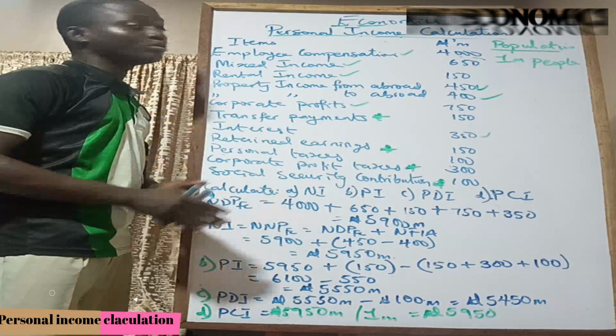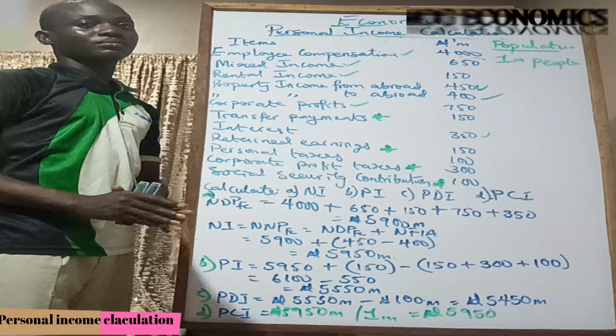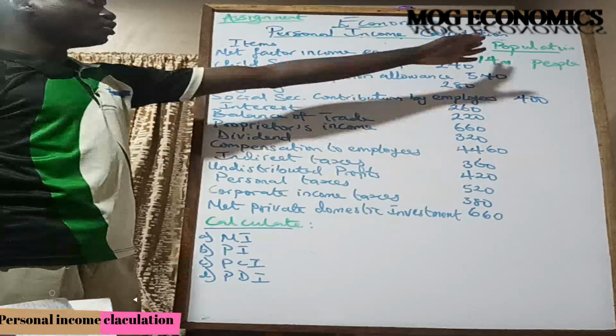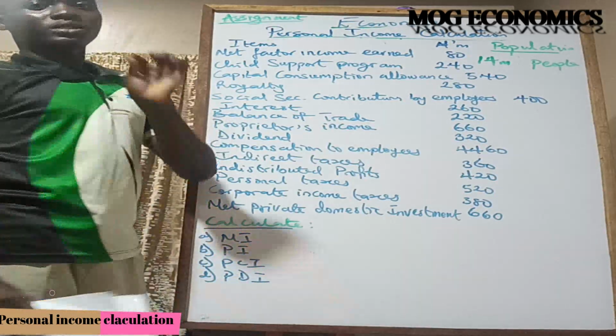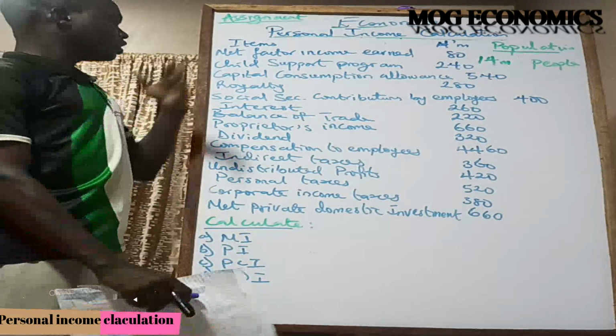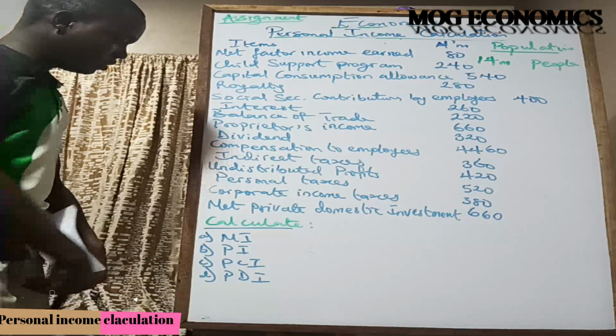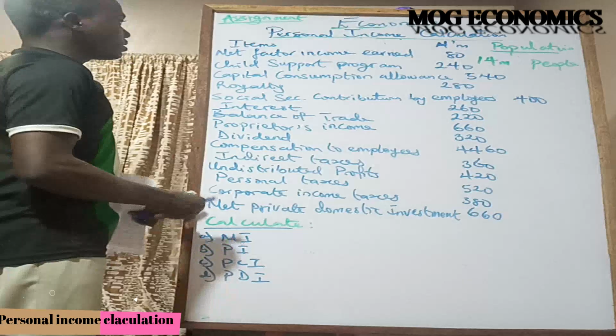So what we are going to do next is your assignment. So here is the assignment on the board. The population here is 14 million people. 14, 1 and 4, 14 million people. And we have the following items. So the question is just to do the same thing that we did in the exercise.